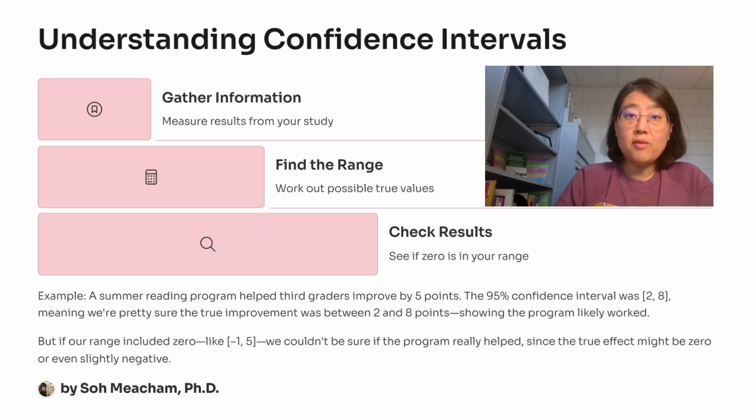You find that the average reading score increased by 5 points with a 95% confidence interval of 2 to 8. That interval suggests the true improvement is somewhere between 2 and 8 points. And we can be fairly confident that the program had a positive effect. But if the confidence interval includes 0, like -1 to 5, we cannot be sure that there was a real gain.